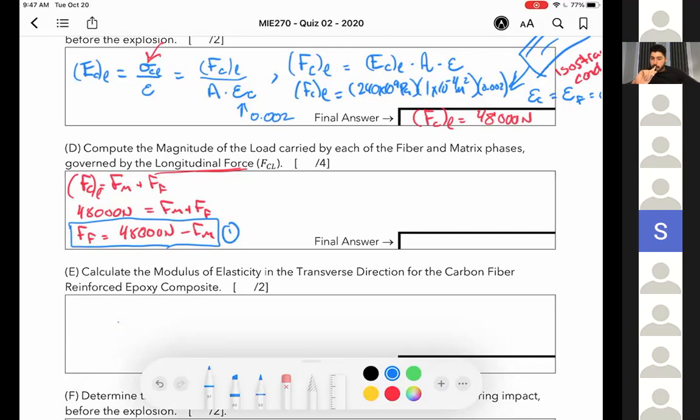Can we use the same equation if we were asked to calculate FC in the transverse? Yes, absolutely. You can use the same equation. But in this case, we're dealing with the longitudinal force.